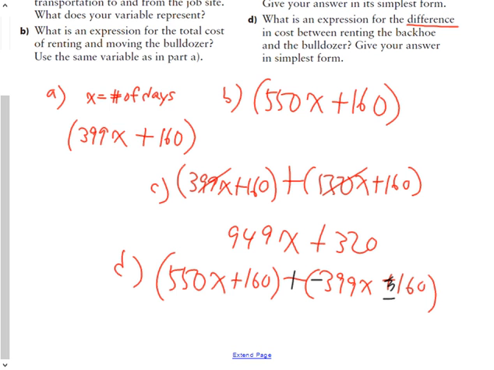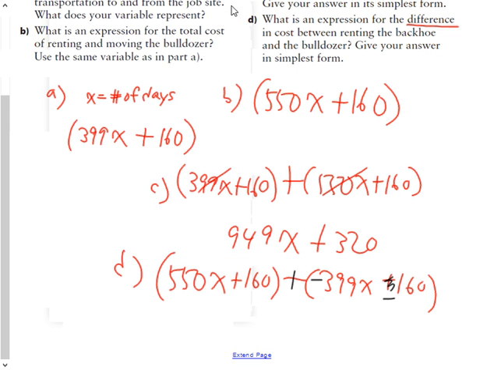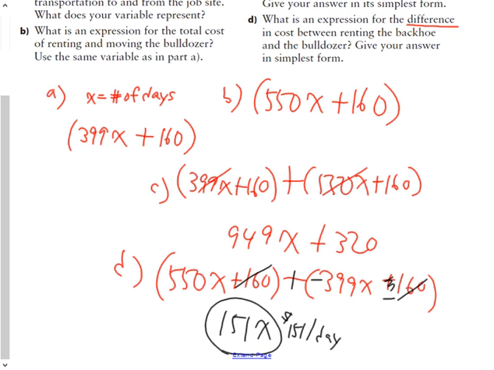So 550 plus negative 399 is 151x, and the positive 160 and the negative 160 are going to cancel each other out. So the difference in renting a backhoe and a bulldozer is $151 per day more. This means $151 per day more to rent a bulldozer.